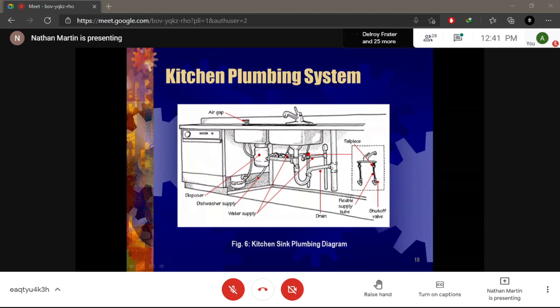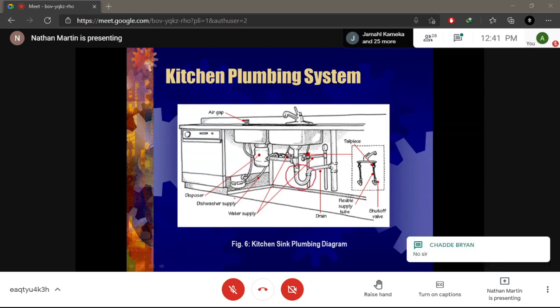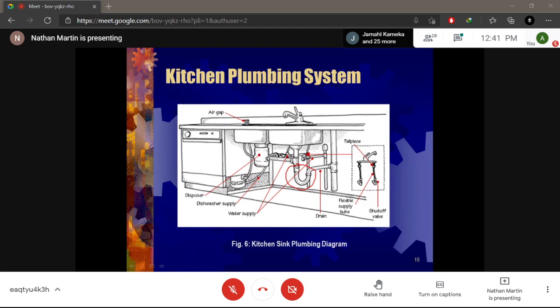Now, this trap, can anybody tell me what this trap is? The traps have different names. For anybody who understands plumbing systems, what type of trap is this I'm pointing to here? Anybody? The trap here, what is it? So this is the trap. Let me bring up the chat. I think somebody did put it in the chat.